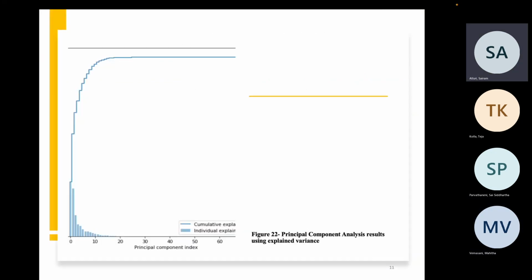Coming to figure 22, the principal component analysis results with the explained variance. The thicker line shows the cumulative explained variance and the multiple thinner lines show the individual explained variance.